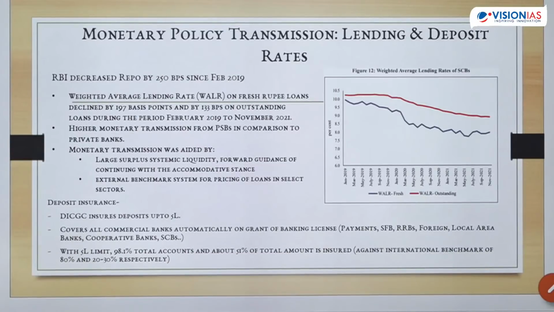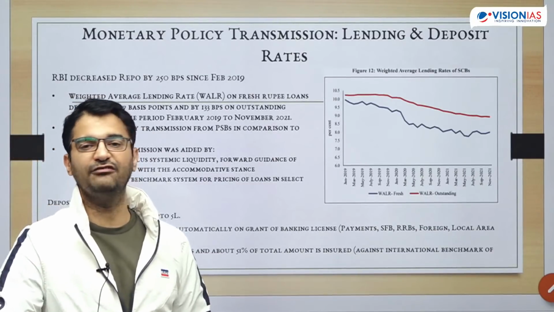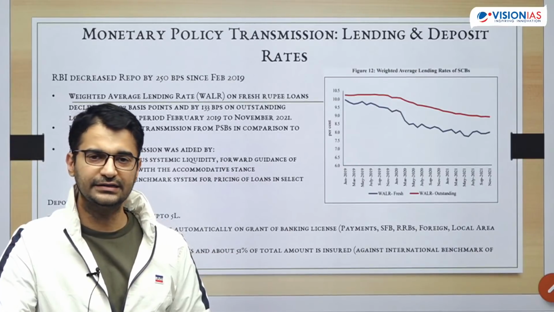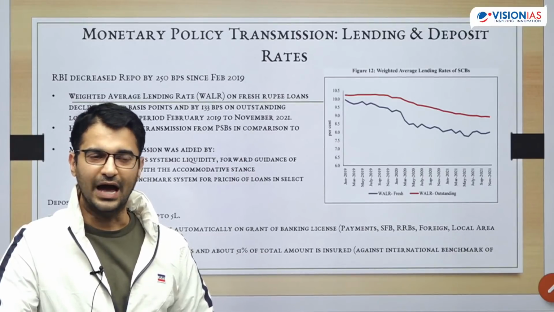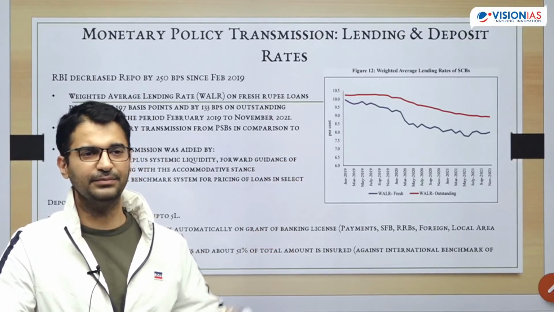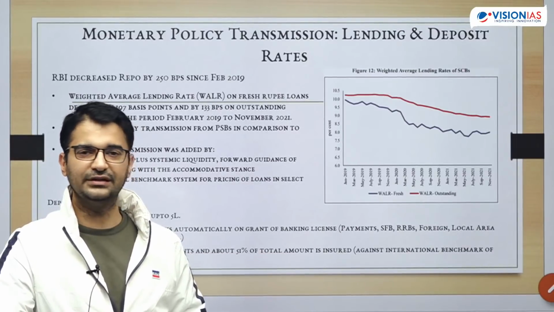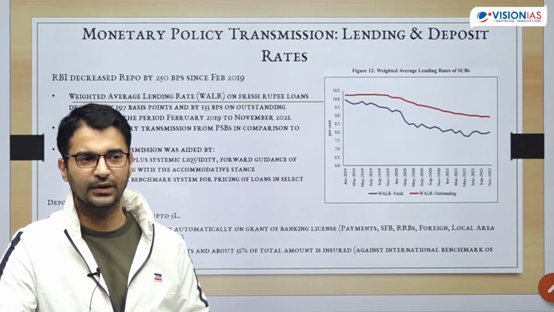Let's look at monetary policy transmission. Next topic is monetary policy transmission. Monetary policy transmission refers to how effectively banks have been able to reduce their lending rates in accordance with the reduction of rates by RBI. As we have seen in the first slide, RBI reduced its rates, repo rates were decreased. Repo rates decreased by cumulatively 250 basis points since February 2019.